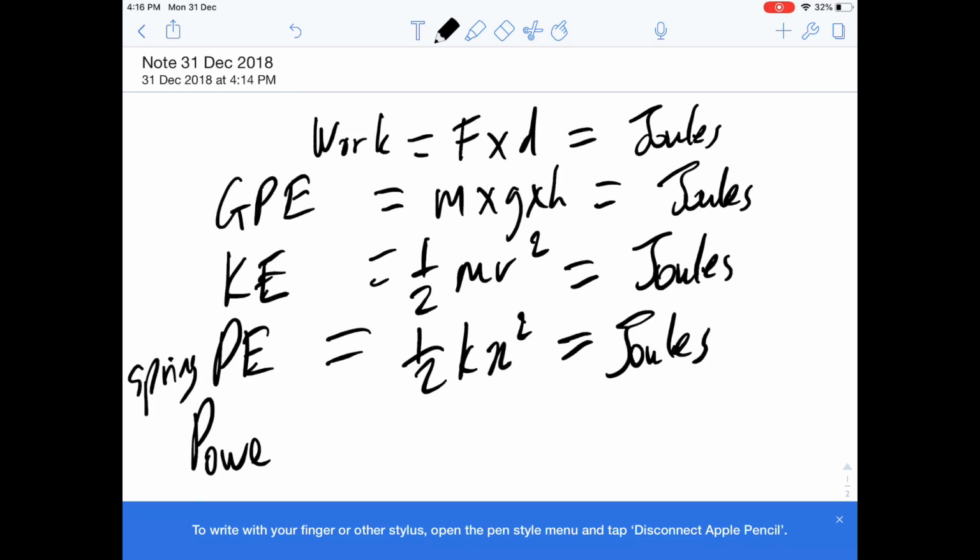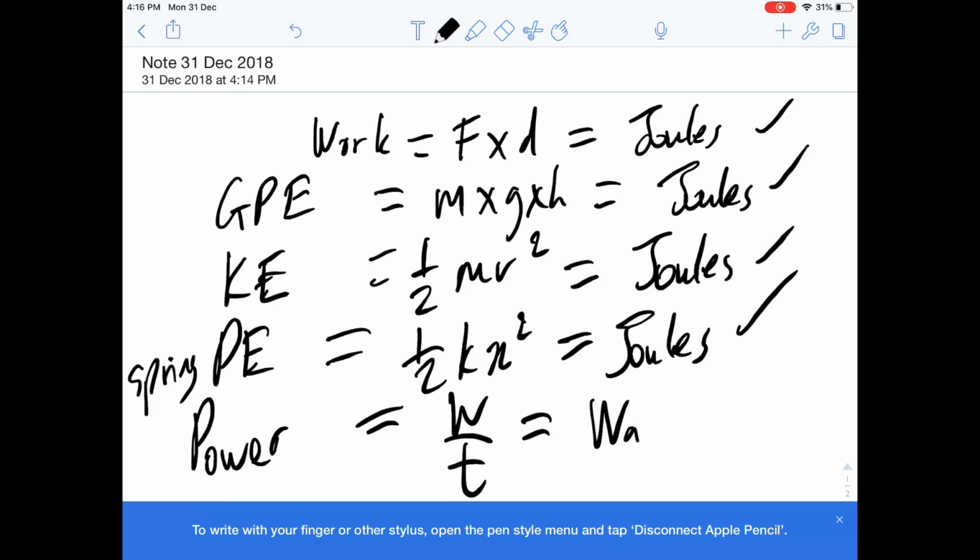Power equals energy, or work, over time. Remember, work and energy are all the same thing. They're all joules. So work over time, the SI unit here is watts.